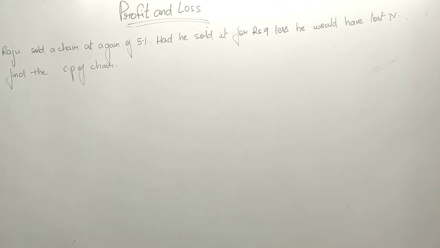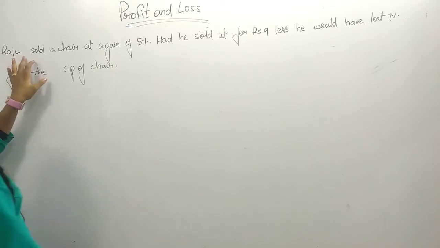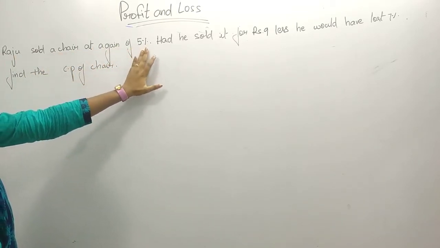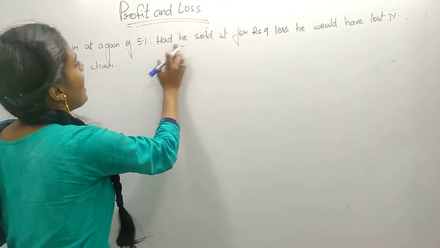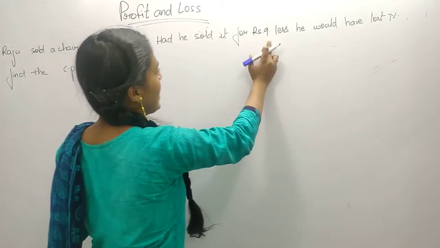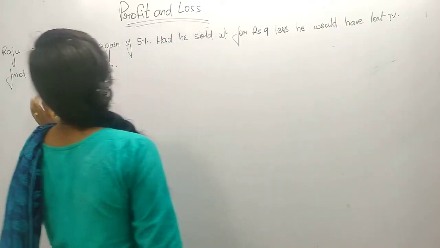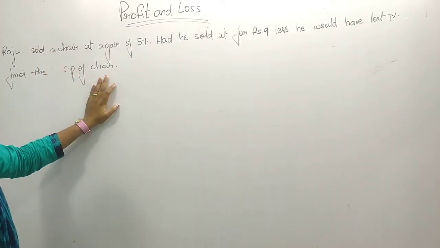What is the second question given here? Raju sold a chair at a gain of 5%. Had he sold it for rupees 9 less, he would have lost 7%. Find the cost price of the chair.